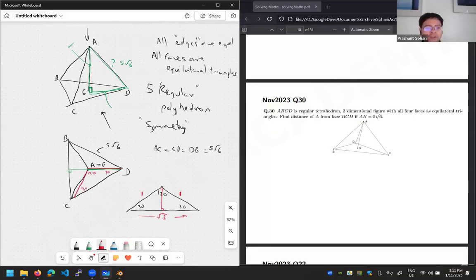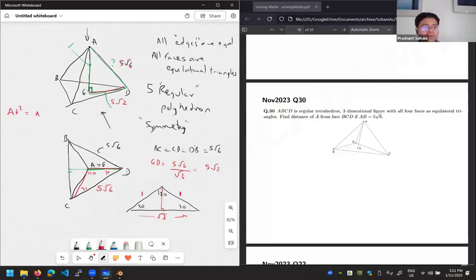And I know one length. This is 5 roots, right? So therefore, I can quickly find the remaining length. So for example, here GD will be equal to 5 root 6 divided by root 3. Okay, so therefore it is simply 5 root 2. So GD is 5 root 2. So therefore, if I go back to my top diagram, I know now GD is 5 root 2. I know AD is 5 root 6. So therefore, now AG is just Pythagoras theorem.